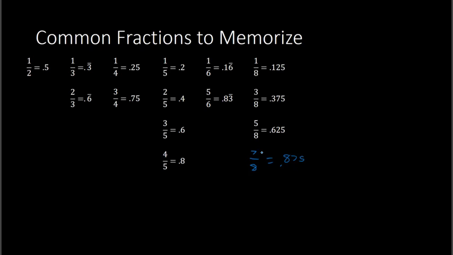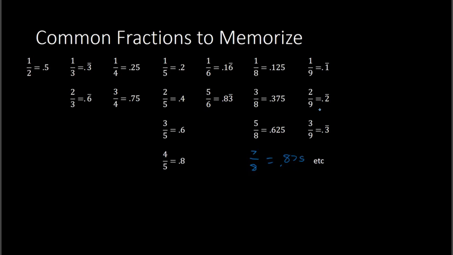And then dealing with ninths, this one is probably the easiest one. 1/9 is 0.1 repeating, 2/9 is 0.2 repeating, 3/9 is 0.3 repeating, and etc. So whatever your numerator is, that's going to be your decimal, and then just make it repeating. So 7/9 would be 0.7 repeating, for example.